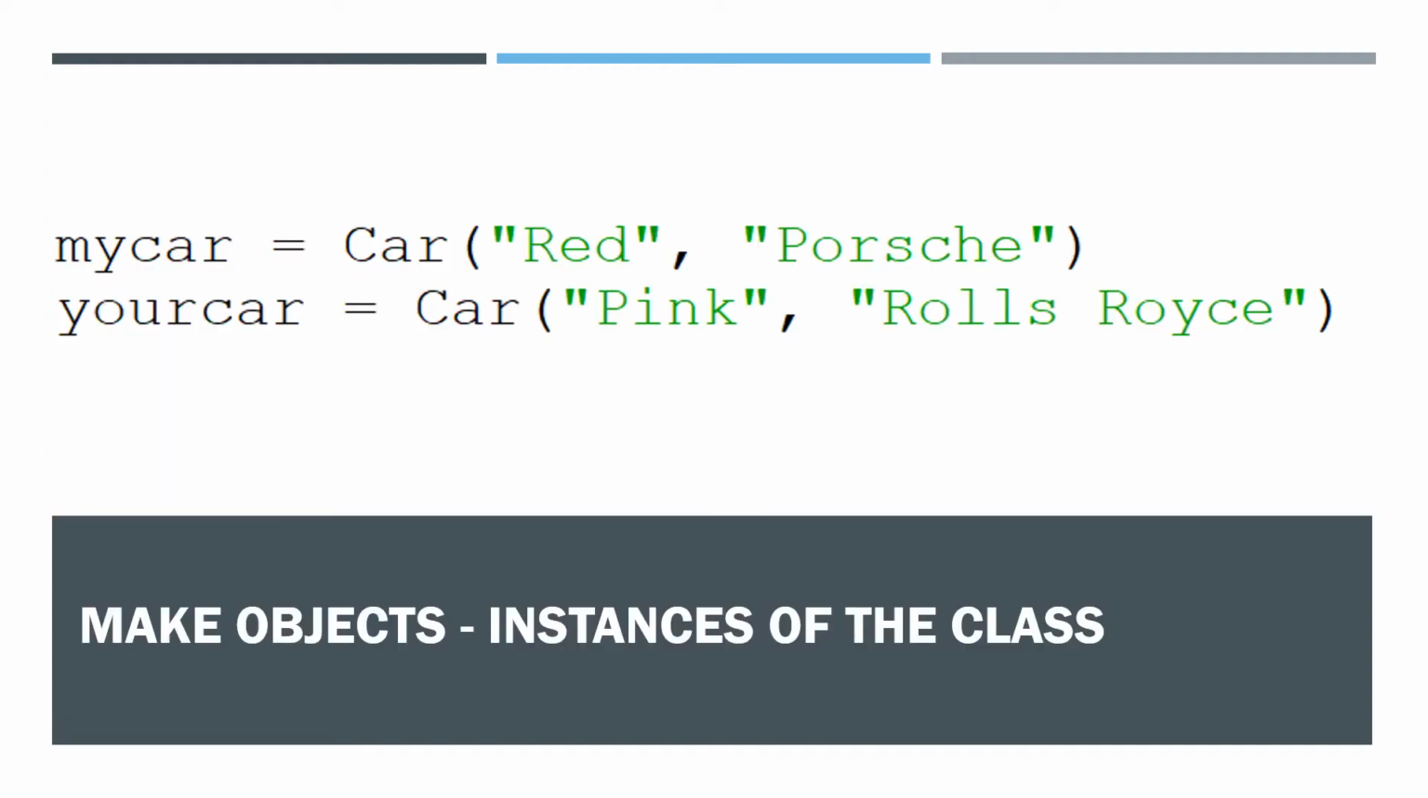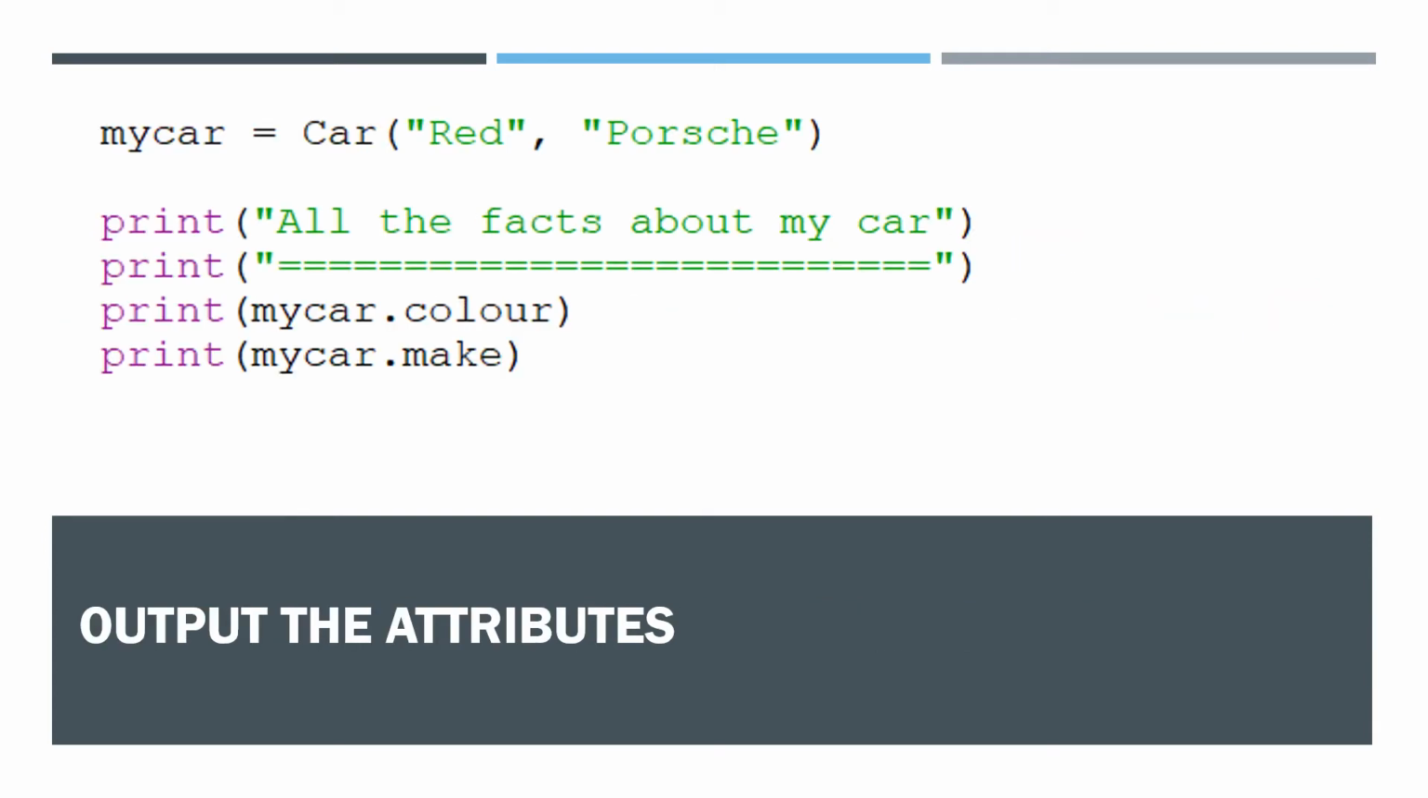And then we can make objects which are instances of the class. So I'm creating two objects called my car and your car, and I'm giving the colour and the make of each car. So I've got a red Porsche and you've got a pink Rolls-Royce in this example. All the attributes of different objects are referred to by giving the name of the object, such as my car, then a dot, and then the name of the attribute, such as colour. I'm using the British spelling of colour here. And we can use those attributes like variables, and in this example I'm printing out the variables, the attributes.